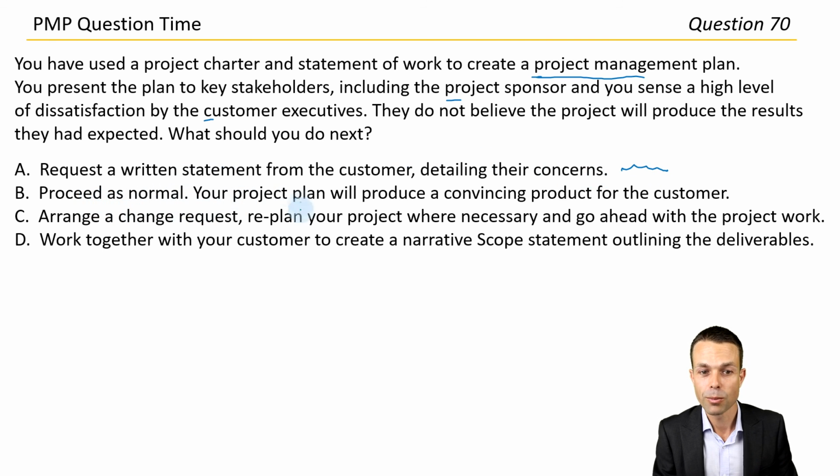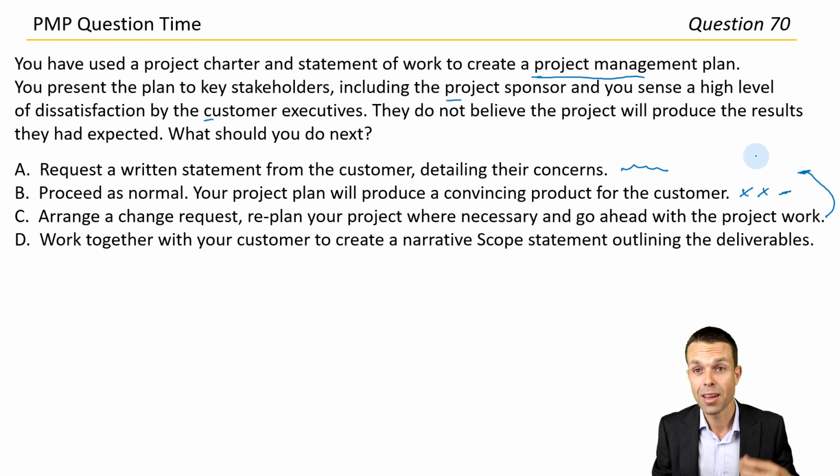Proceed as normal. Your project plan will produce a convincing product for the customer, but then there's always going to be those questions in it. So it's going to be quite hard to proceed if everyone isn't on board or the majority of people aren't on board. So I think we need to work with them first. Arrange a change request, replan your project where necessary, and go ahead with the project work. Well, we need to find out what the changes are or what the dissatisfaction is actually about. Maybe if we have a conversation about it, we find out that it isn't that bad after all. So I think no for that one yet. We still need to figure it out.